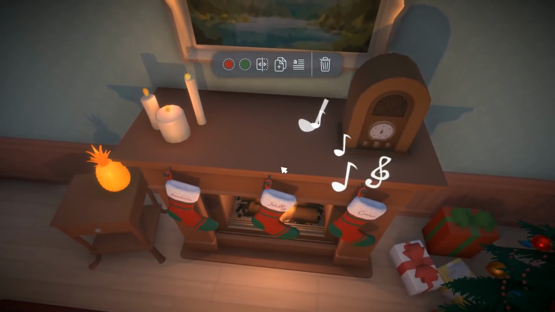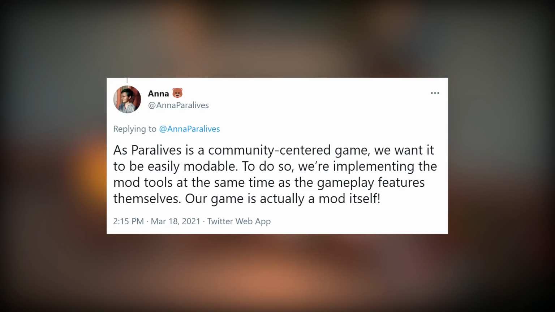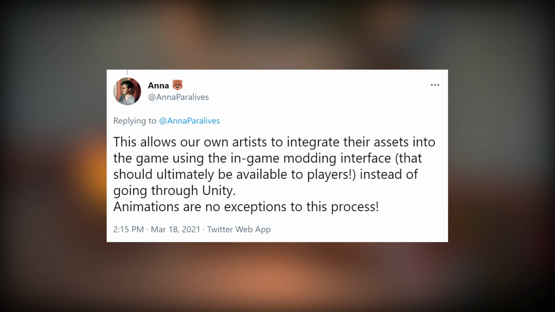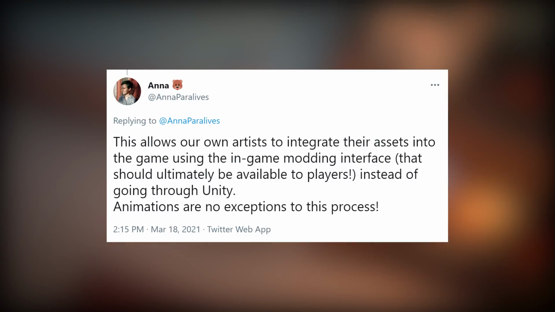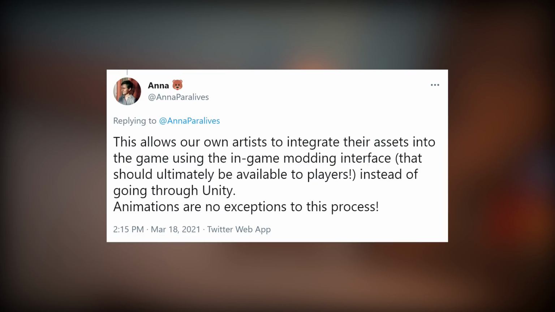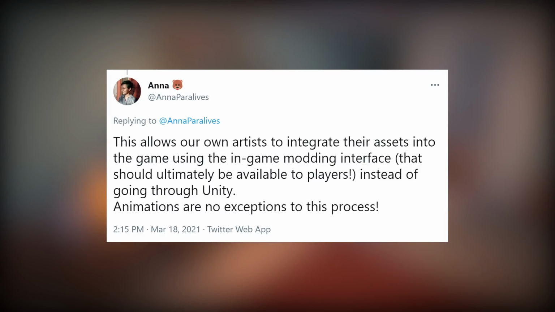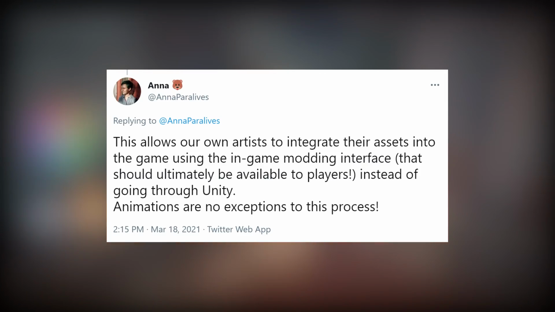This is embarrassing. To do so, we're implementing the mod tools at the same time as the gameplay features themselves. Our game is actually a mod itself. This allows our own artists to integrate their assets into the game using the in-game modding interface that should ultimately be available to players instead of going through Unity. Oh yes, animations are no exceptions to this process.